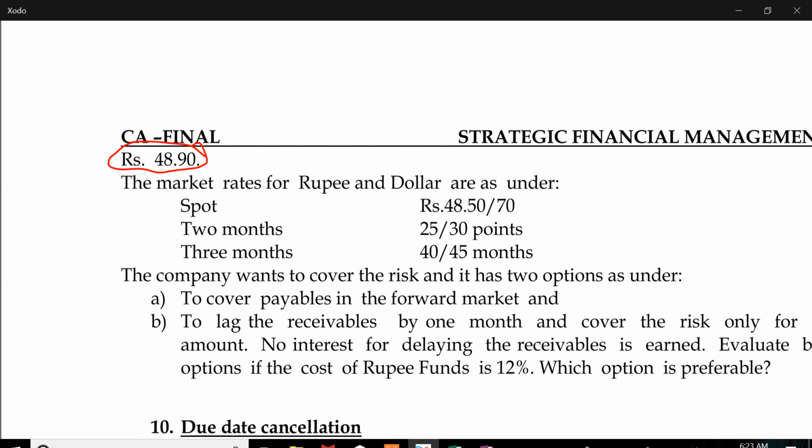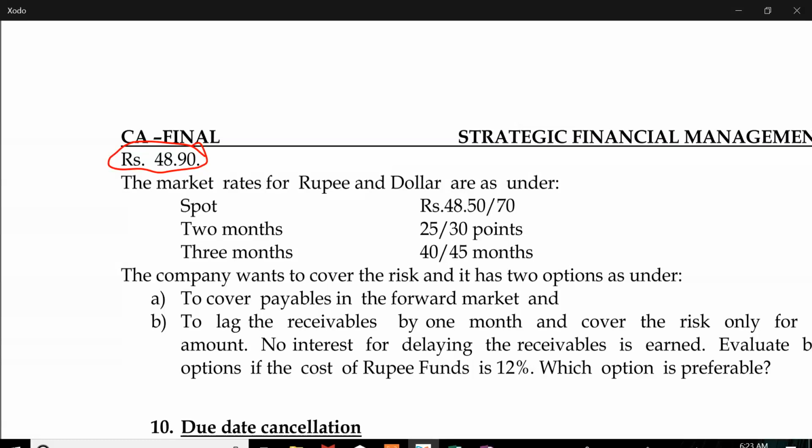I can cover the entire $7 lakh in the forward market. So when I cover entire $7 lakh, day 0 I will cover the transaction and keep quiet. At the end of month 2, I will receive some money. That money is basically 4,50,000 into 48.90. Rate has already been fixed. After receiving that money, I'll create a fixed deposit, because month 2 and month 3 cash flow cannot be added. Cash flows at different points of time, you cannot add it.